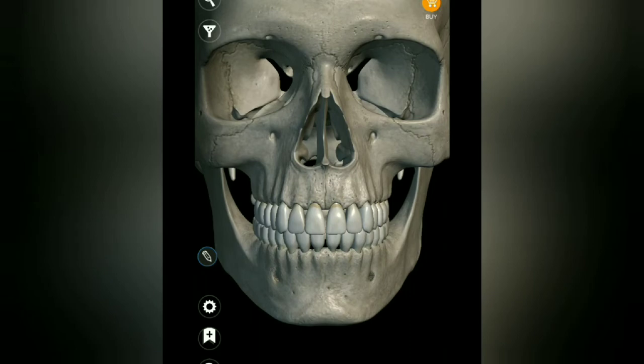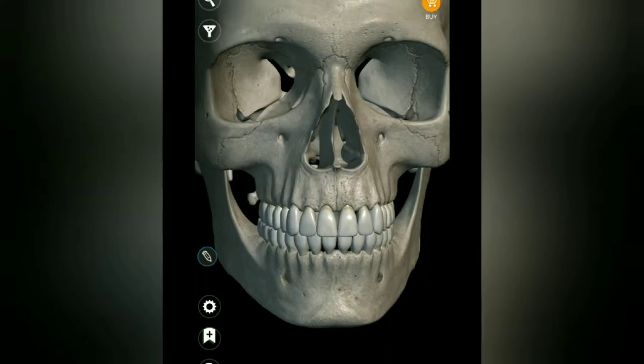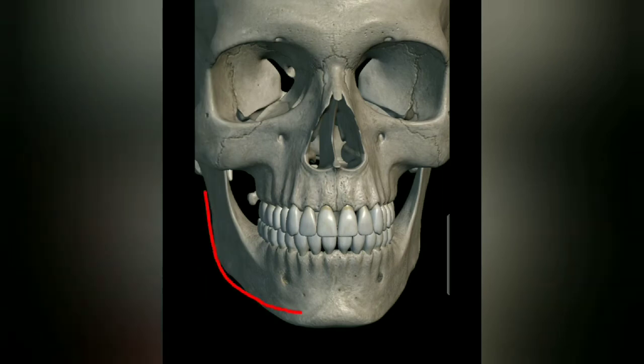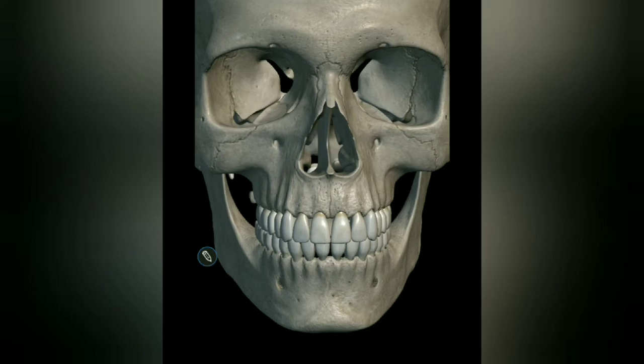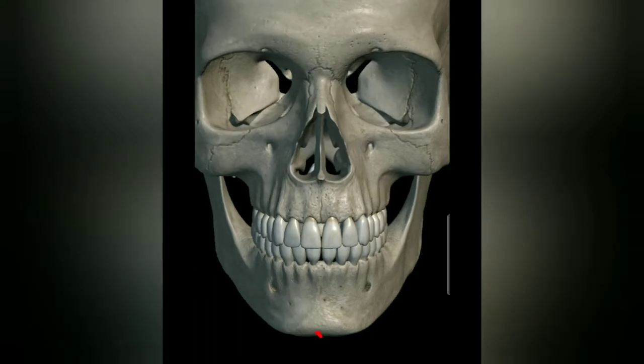So the upper border of the alveolar arch lodges the lower teeth. The lower border or the base is rounded. See, this one is the lower border, and this one is the upper border, which holds the lower teeth. The middle point of the base is called the mental point or the nathion. See, this one is the middle point of the base, also known as the nathion. The point on the angle of mandible is known as the gonion.